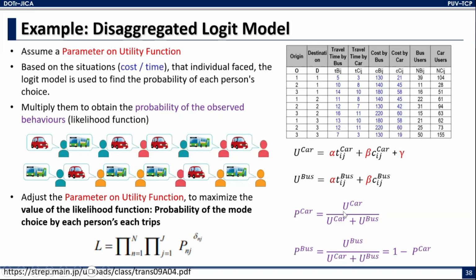To fit the actual situation, the specific values of the parameters alpha, beta, and gamma will be estimated by the maximum likelihood estimation methodology.